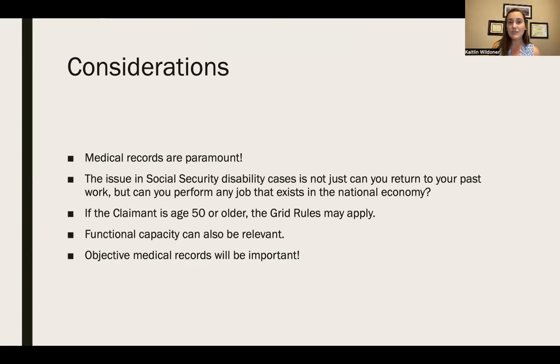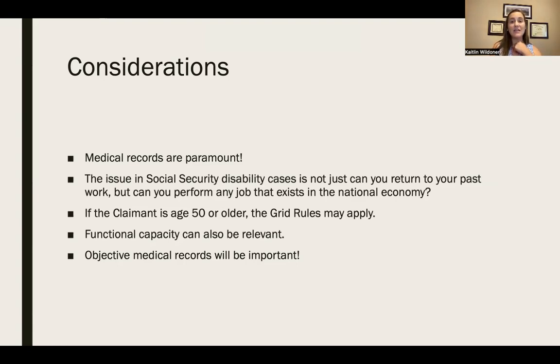And again, the issue in Social Security disability cases is not just, can you go back to your past work, but can you perform any job that exists in the national economy? Is there any job that exists that you can perform in the national economy based on your past work, your age, your education, and your residual functional capacity? If you are 50 or older, the grid rules might apply. They might come into play. They depend on your RFC, your age, your education.